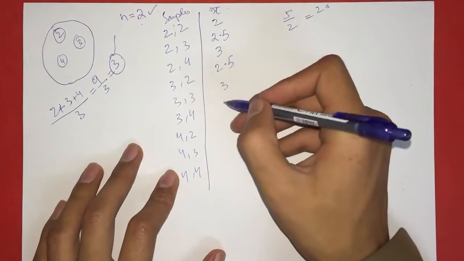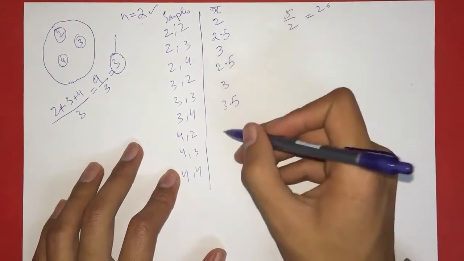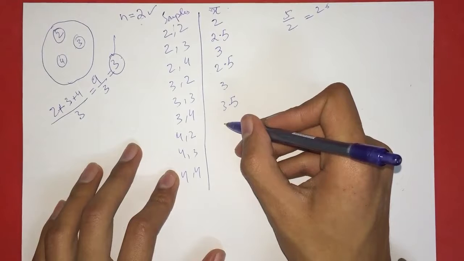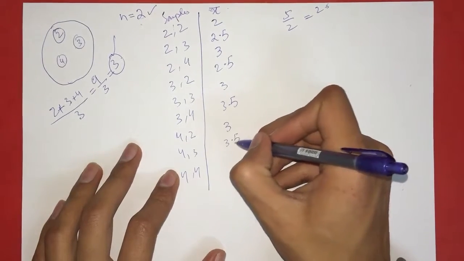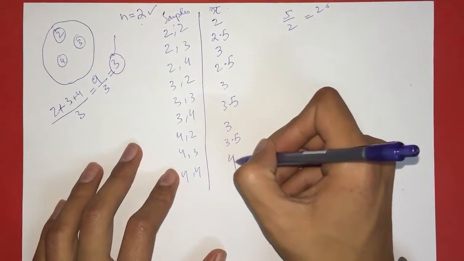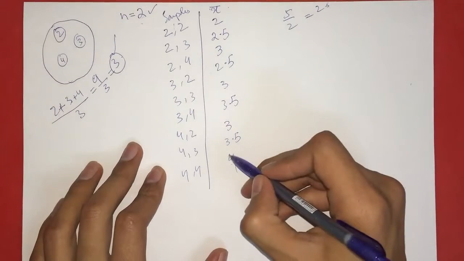Yep, this is 3. This is 4, 5, 6, 7. That's going to give you 3.5. 4 plus 2, that is again going to give you 3. 4, 5, 6, 7 gives 3.5, and 4 plus 4, yes, this is going to give you 4.